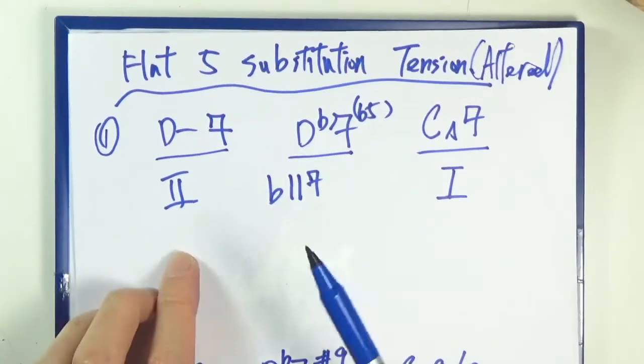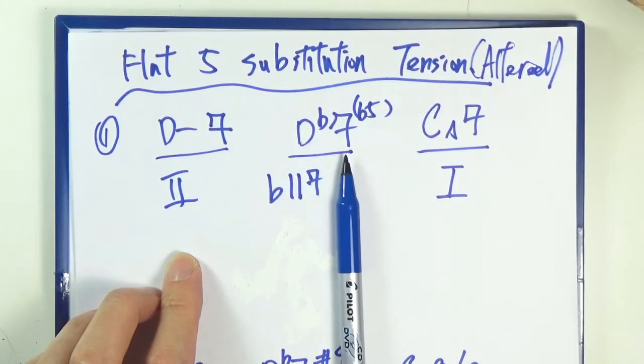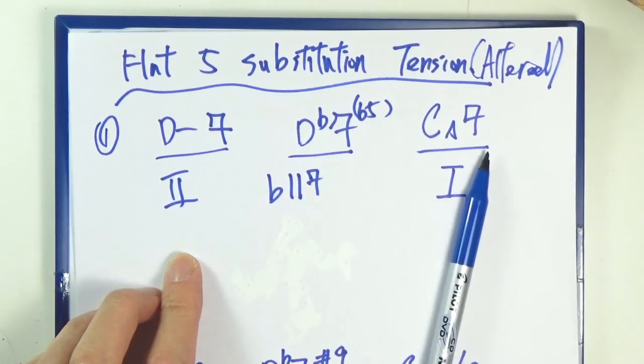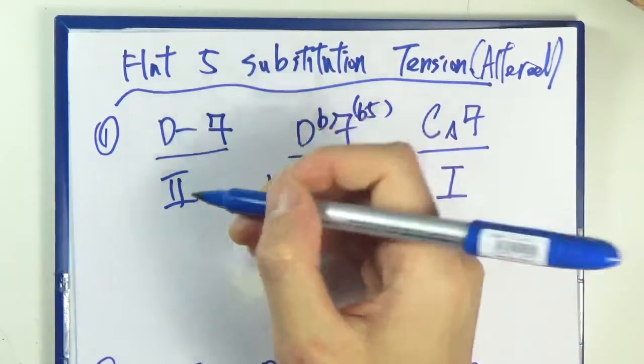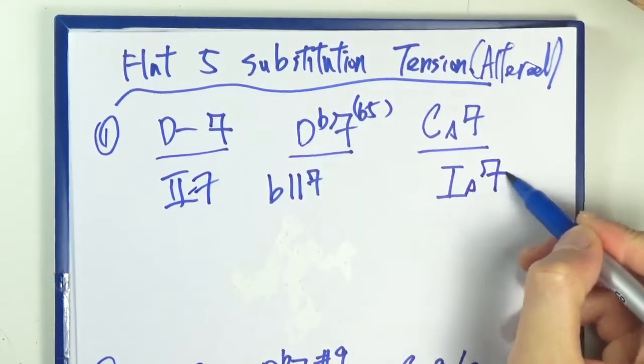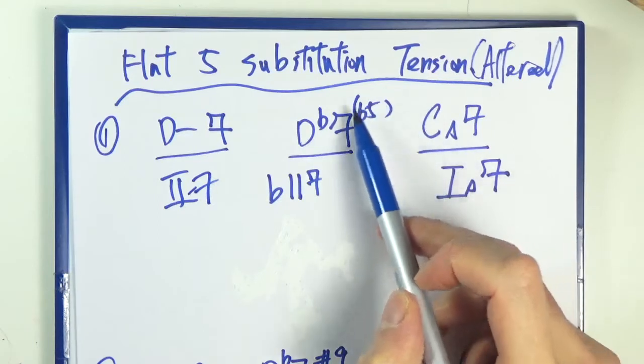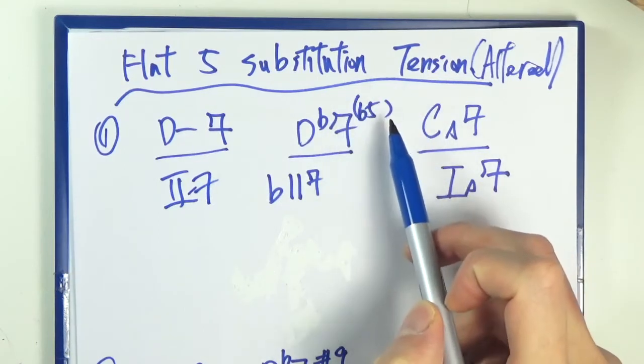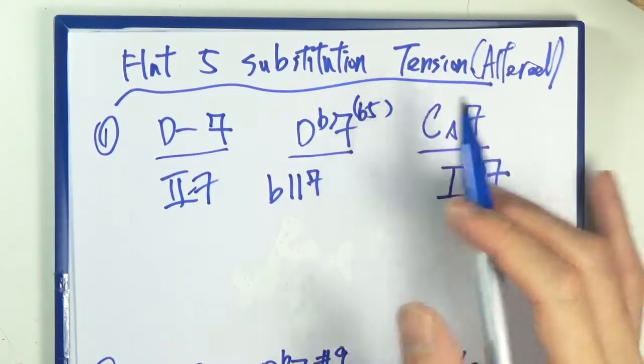Okay, so we have D minor 7, D flat 7 flat 5, and C major 7, so they can be analyzed as a 2 minor 7 chord, flat 2 dominant 7, and then a 1 major 7. So flat 5 is a tension that we didn't really use a lot in the altered chord section, and today we will see it in use.